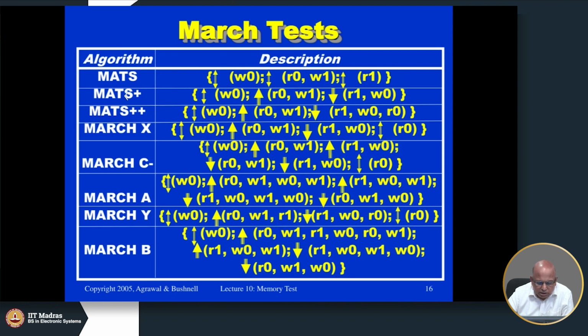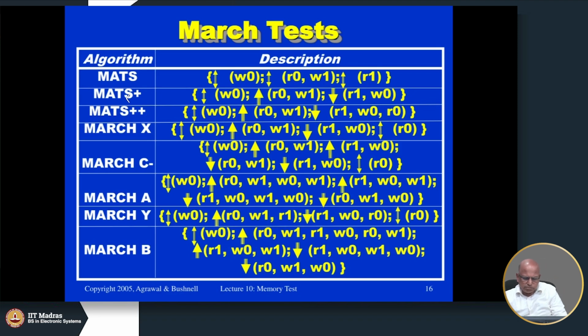On the other hand, look at the other algorithms. They are more intelligent. So in either direction, fill the memory with zeros, but next you go in the increasing order and read zeros and write ones, and then decreasing order, read 1, write 0. So this is called MATS plus. Then MATS plus plus. So there are only two things we can do: write zeros, write ones, or read zeros, read ones. But the way we do it may be slightly different.